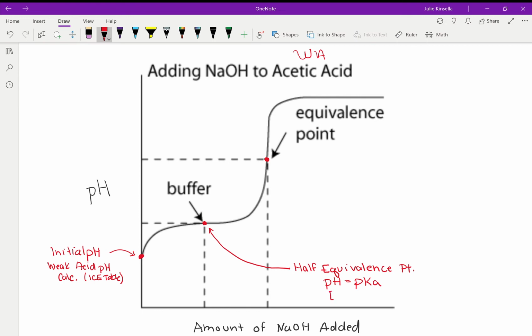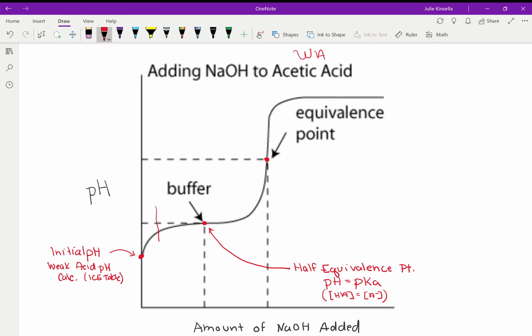Okay, at this point, the pH, and this is really important, is equal to the pKa of the weak acid. And the reason is that the concentration of the weak acid at that point is going to be equal to the concentration of its conjugate base. Okay, and because those are equal to each other, that causes the pH to be equal to the pKa.